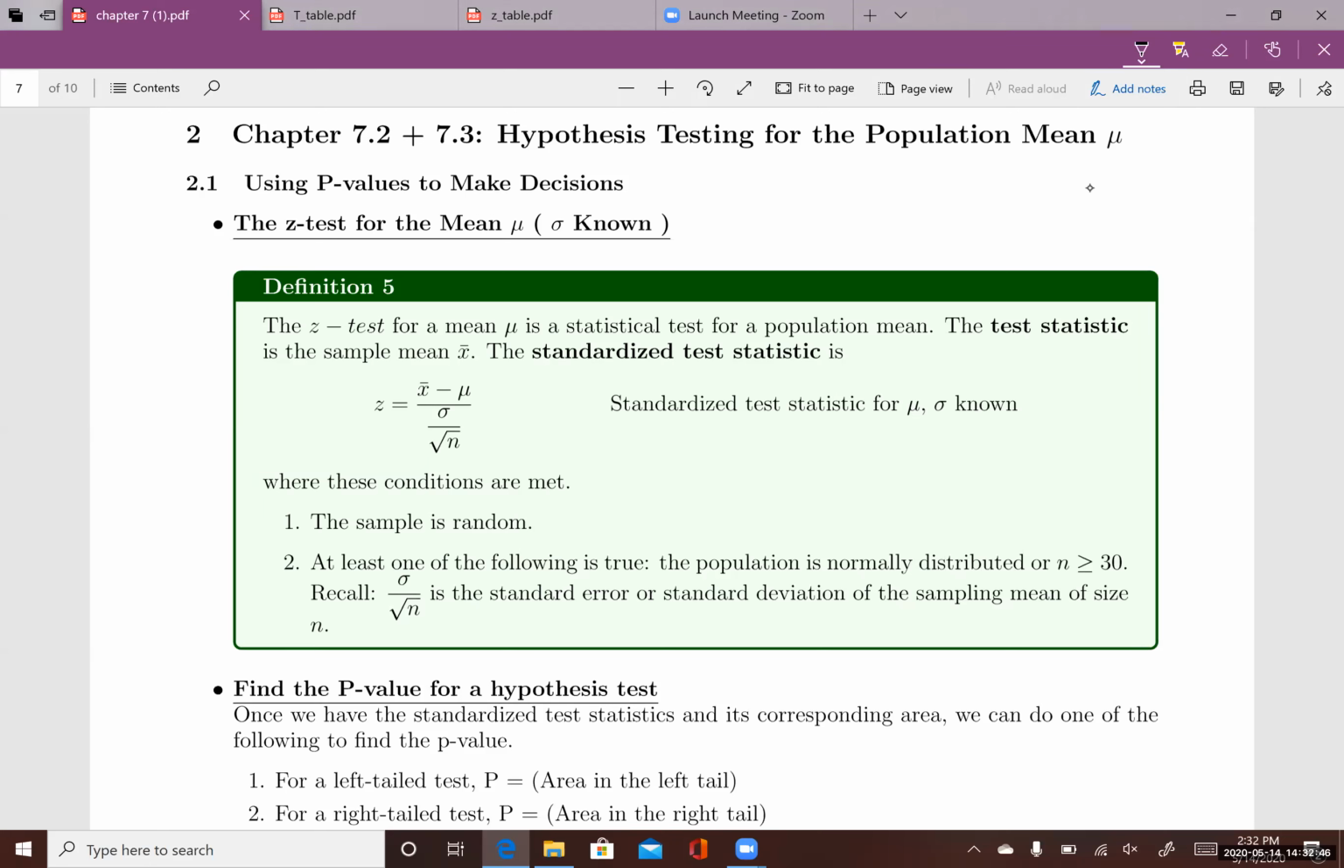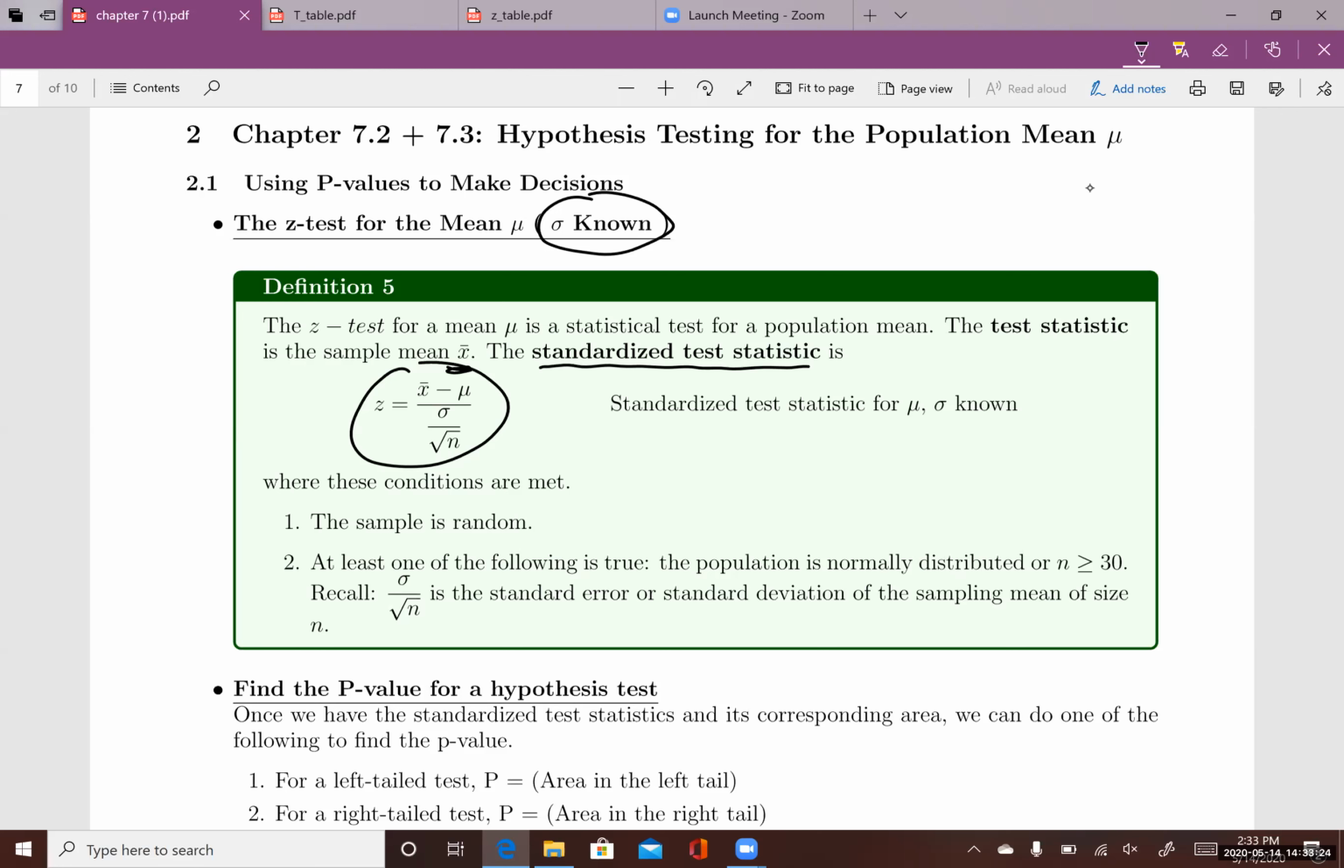First, if sigma is known, so what is sigma? Again, sigma is a population standard deviation. If you have information about sigma, you can use a z-test for the population mean. So what is z-test? A z-test for a mean is a statistical test for a population mean. The test statistic is a sample mean x bar, and the standardized test statistic is z equals the difference between x bar and the population mean divided by sigma divided by square root of n.